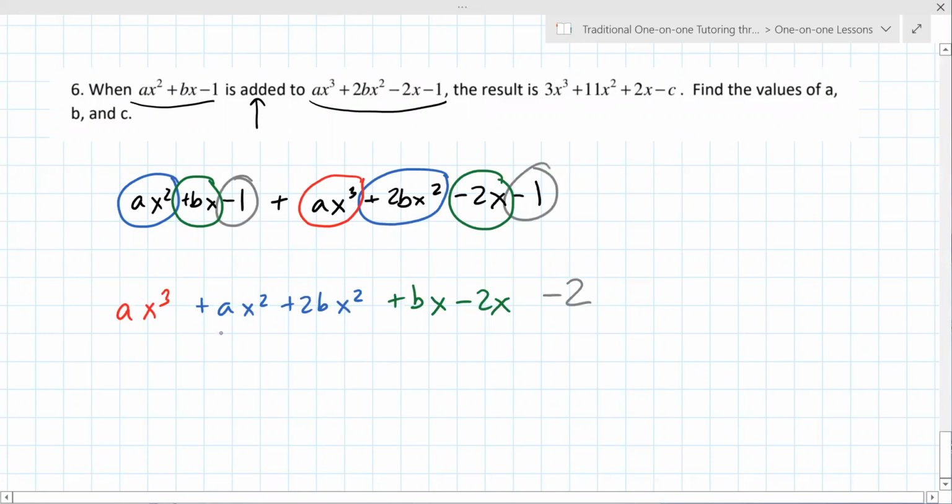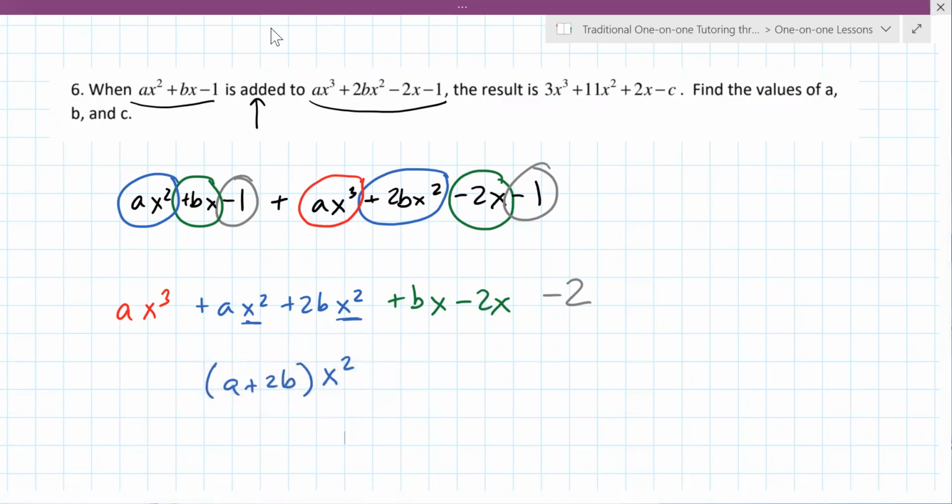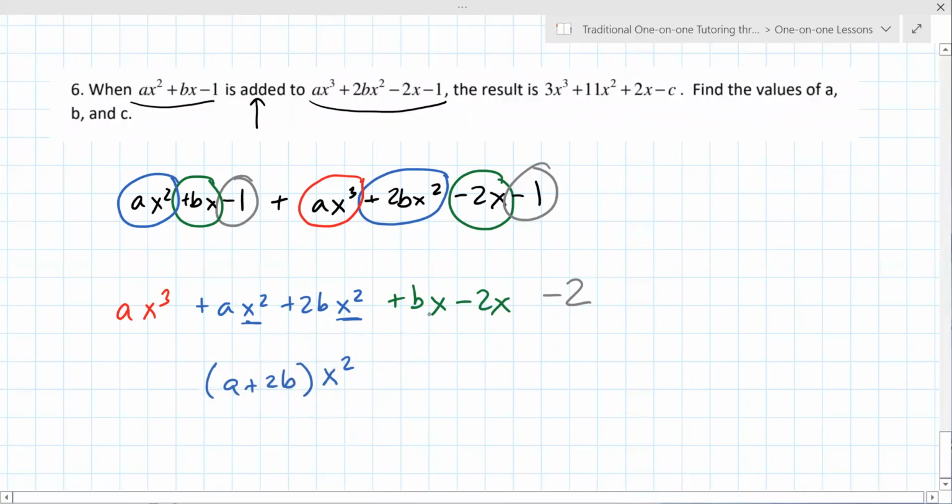No. Okay, so in the blue here, do you see that there's an x squared in both? Yeah. You can factor that out, and that leaves a plus 2b. But what's preferred is actually when that x squared is to the right of it, even though it's kind of awkward in terms of your factoring, because you're used to it being on the left when you factor something out. And in the green, do you see that they both have an x?